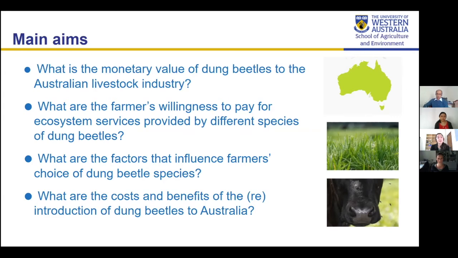For example, some species are active in summer, others in spring. Would farmers, for example, be willing to pay to have a spring-active beetle to control flies at that time? This is the type of question that I will be addressing.